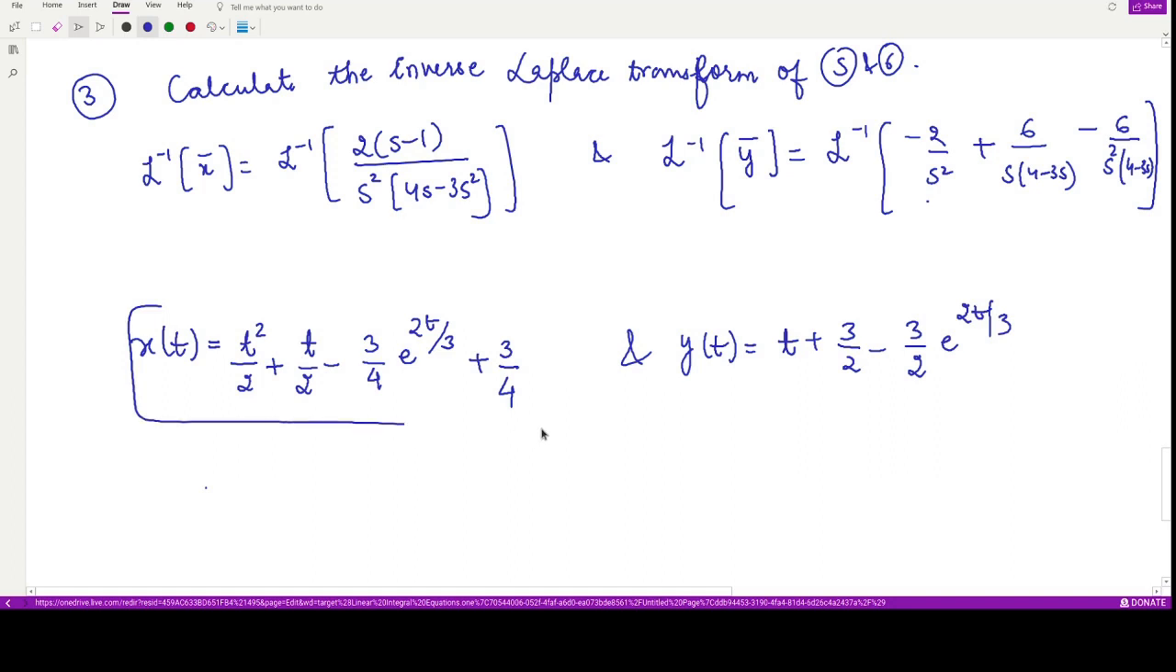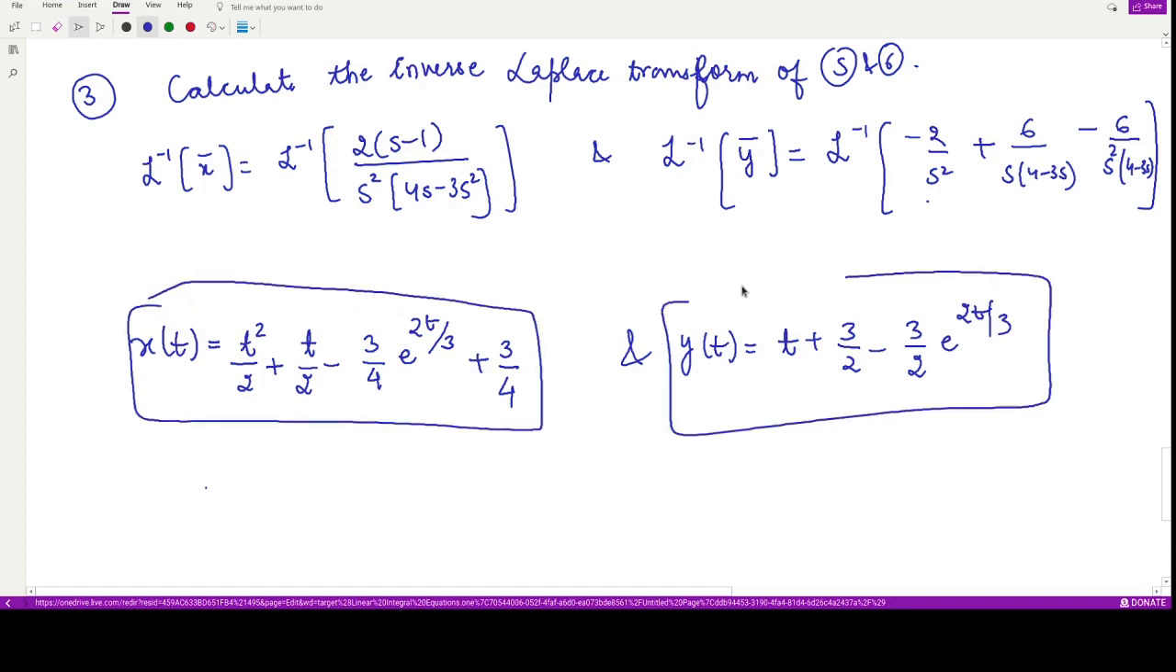So these are the two expressions, and these are the values of x(t) and y(t), these functions, which are the solution of the corresponding simultaneous differential equations. So on solving these equations, what you have to do is take the partial fractions and then apply the equivalent inverse Laplace transform formulas. So I hope this is clear to you all.